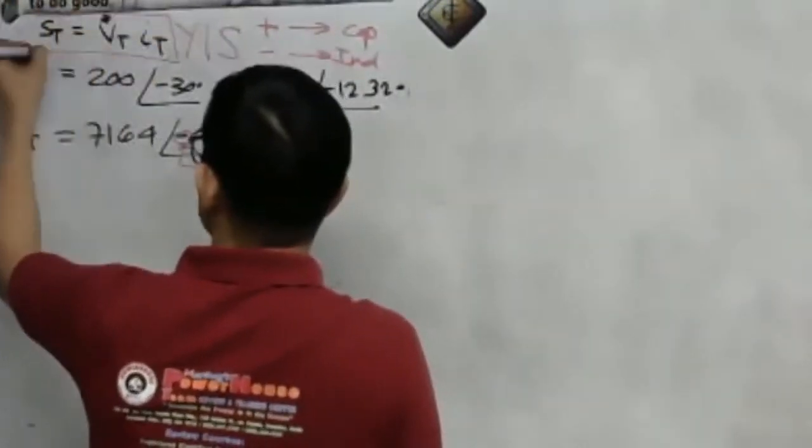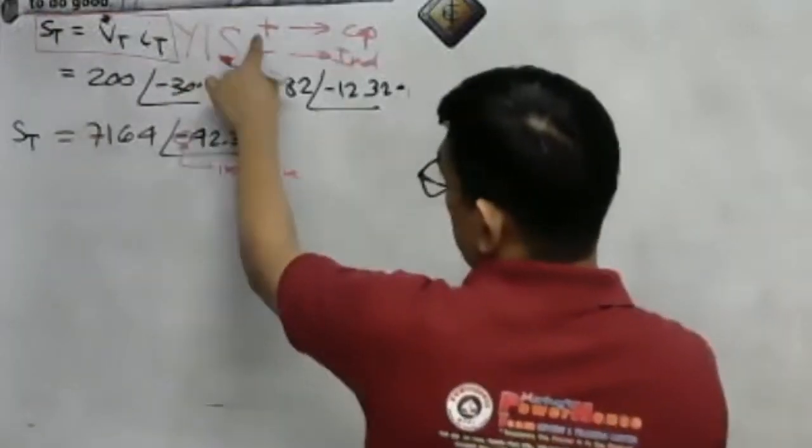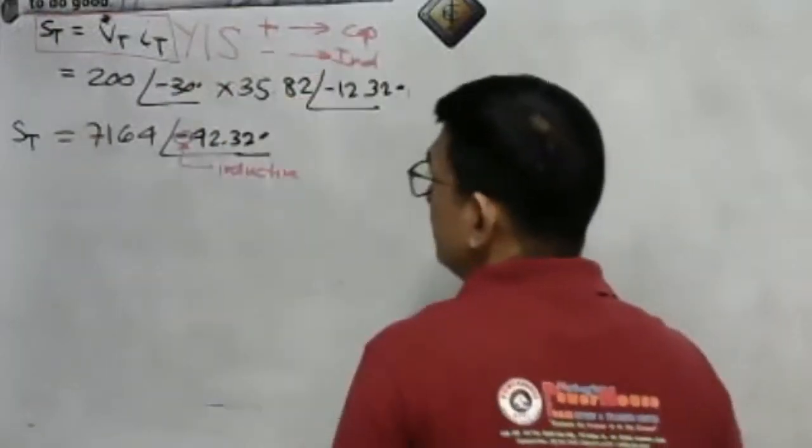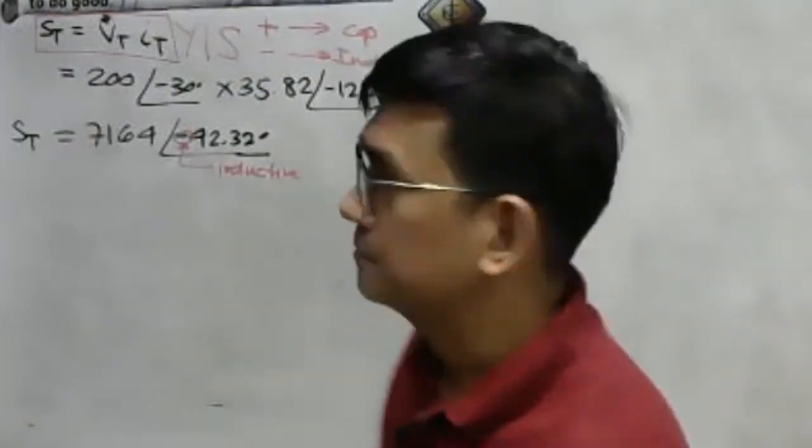So, therefore, the correct formula, if you are to consider the angle, is this, using the voltage conjugate method. Positive, capacitive, negative for inductive. Okay? Always remember that.